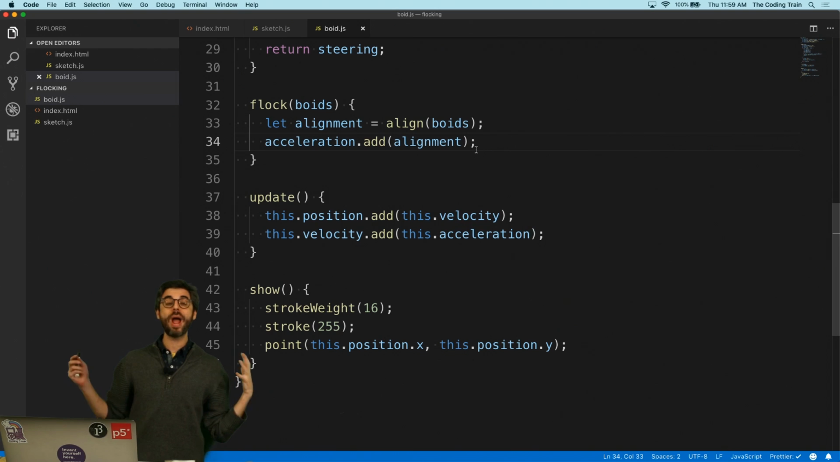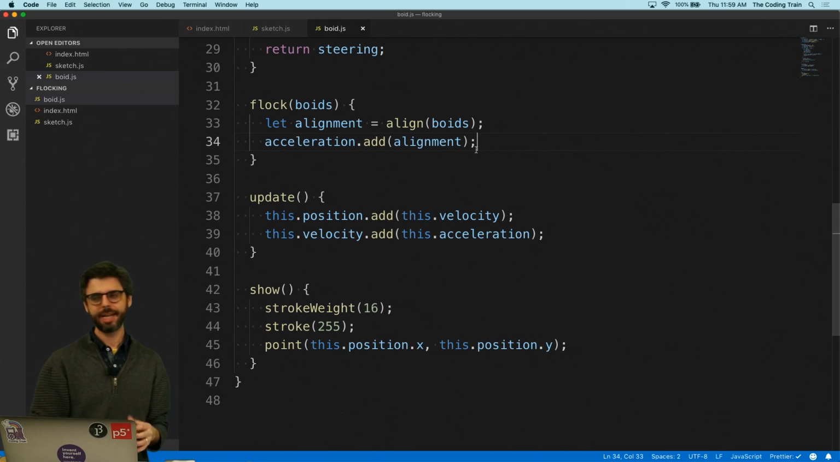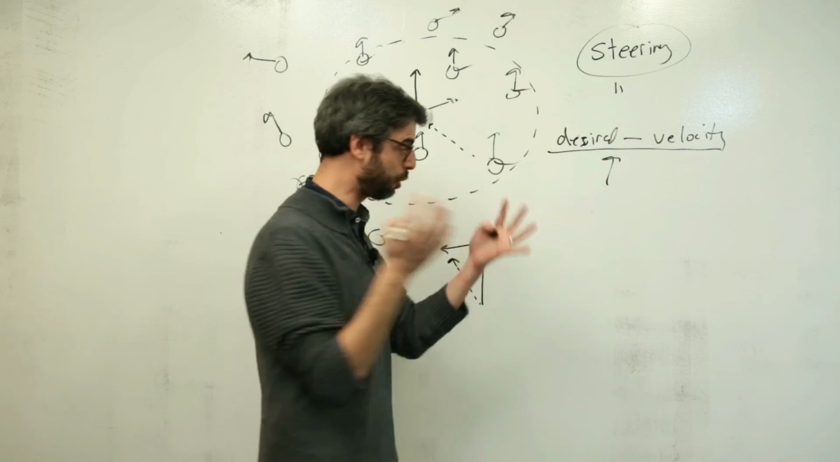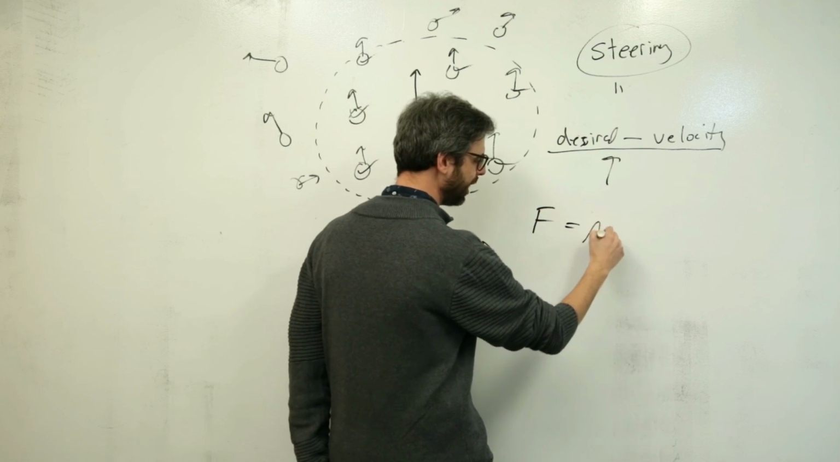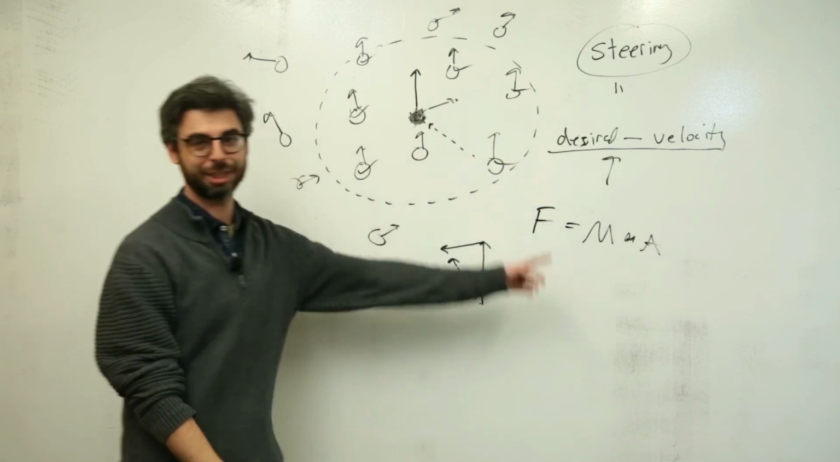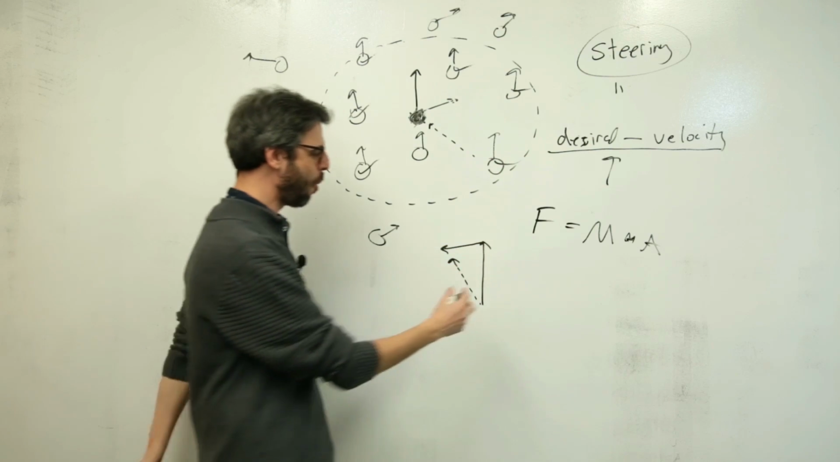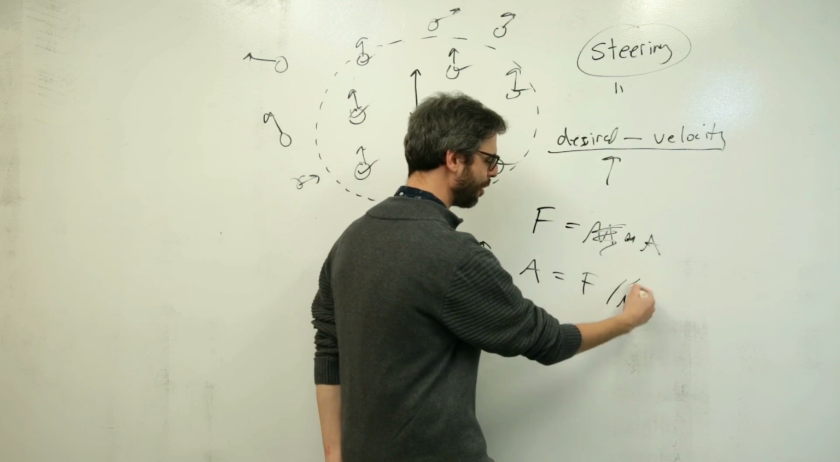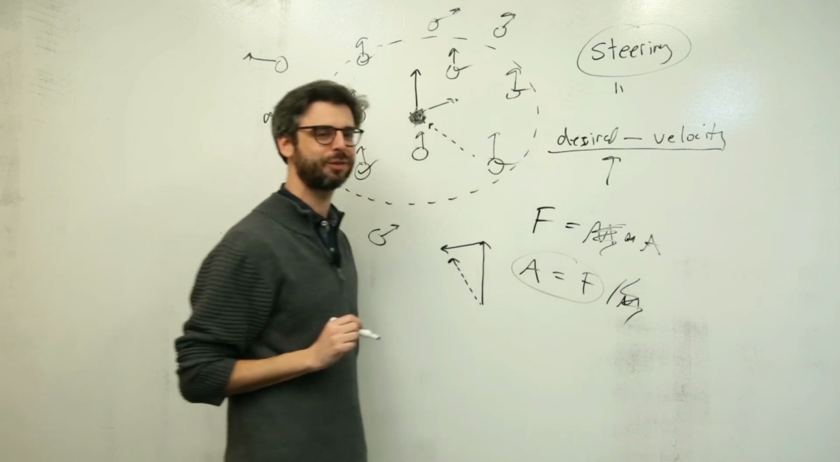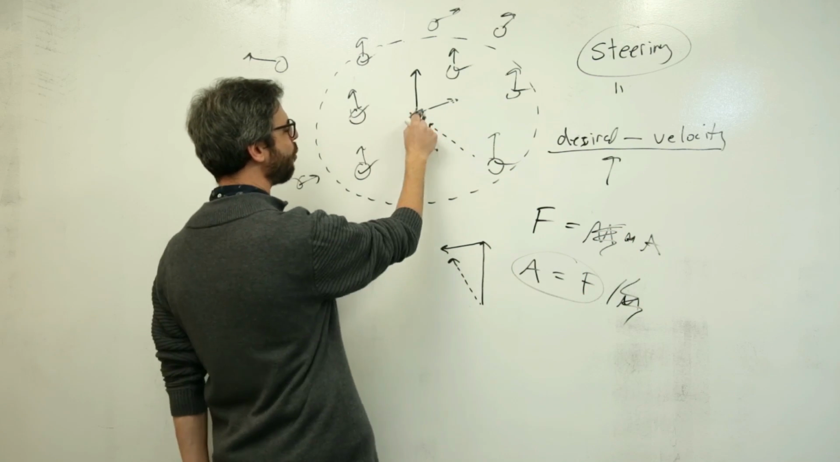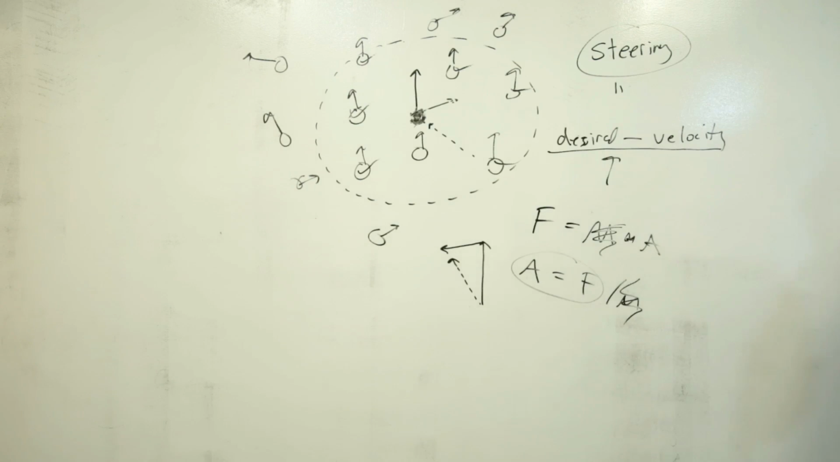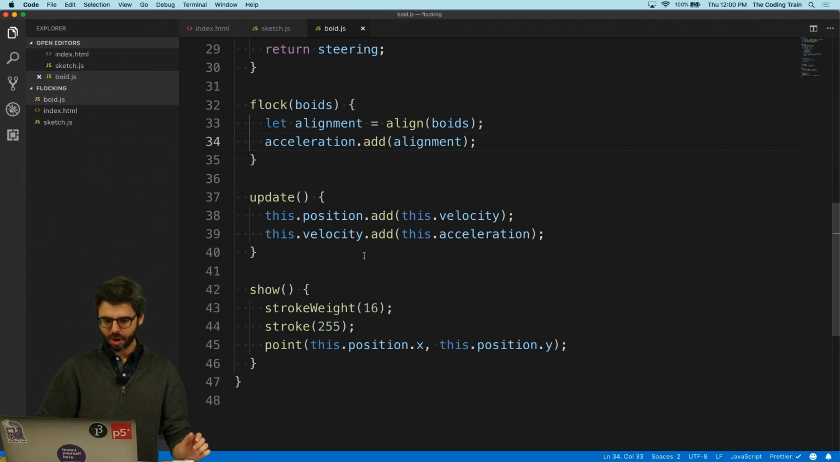So the way that a physics engine works, and this is a very simple, crude physics engine, is force equals mass times acceleration. This is Newton's law of motion, or acceleration equals force divided by mass, or in a world where the mass of everything is 1, acceleration equals force. So if I want to apply a force to this object, I just need to set the acceleration to that force. That's what I'm going to do just starting out here. I'm going to say acceleration equals alignment.